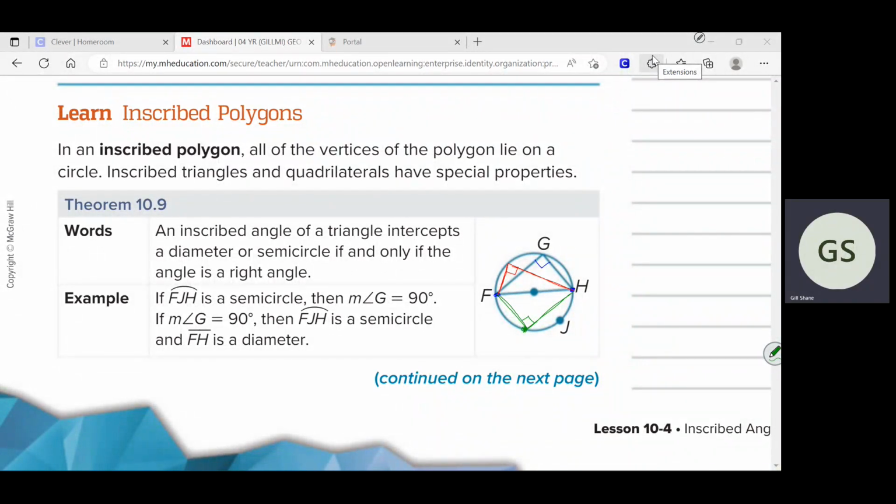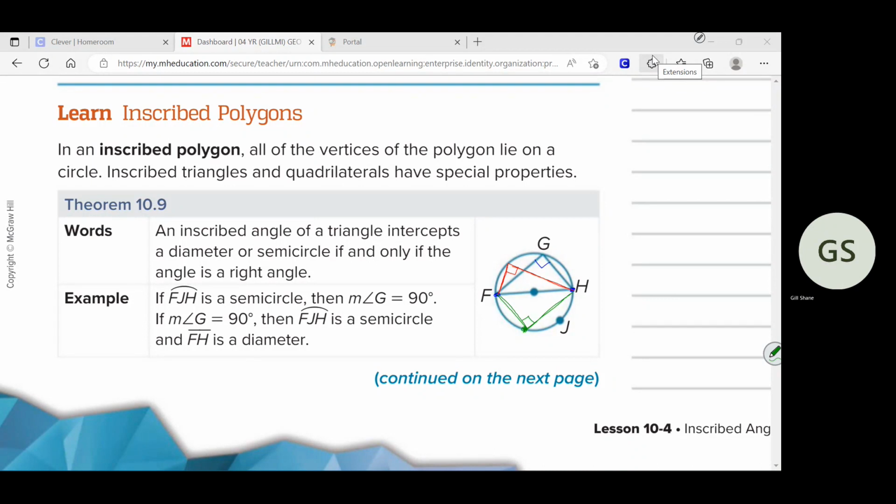So again, you can memorize this: anytime I have a diameter, if I make a triangle anywhere in the circle, then that's got to be a 90 degree angle, or right triangle. So you could memorize it. But let's think about why it has to be that.